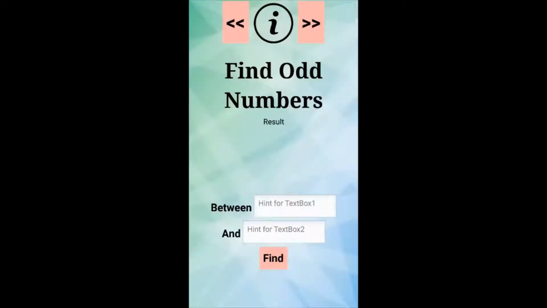When you first get in, a cover screen with an image appears, and after a few seconds it takes you to another screen with the title that says Find Odd Numbers. In here, you can find odd numbers between two numbers that the user will put.